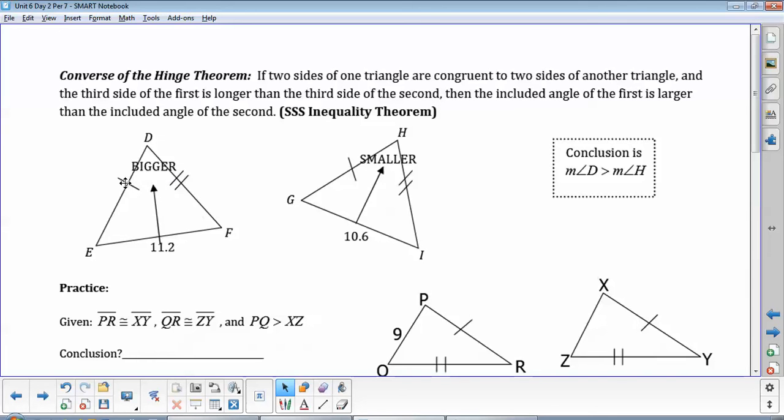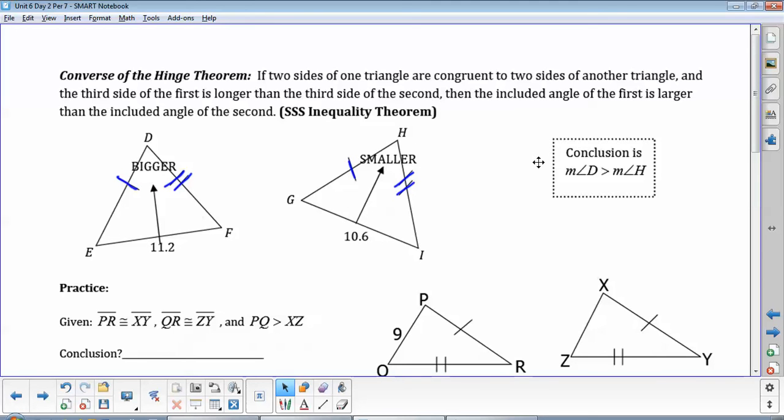So here again I have these two angles congruent to these two angles, and these two sides congruent to these two sides. The third sides are not. This one says the length is 11.2, and GI over here has a length of 10.6. Since the third sides are not congruent, the triangles are not congruent, which means these angles cannot be the same. Since 11.2 is the bigger side, it must be opposite the bigger angle. Since 10.6 is the smaller side, it's going to be opposite the smaller angle.